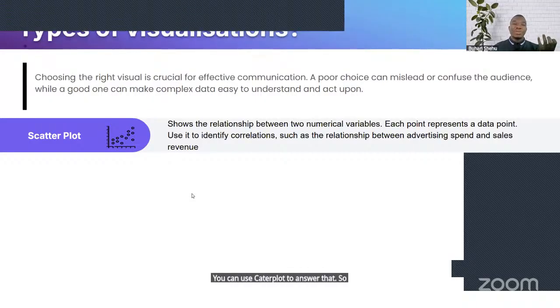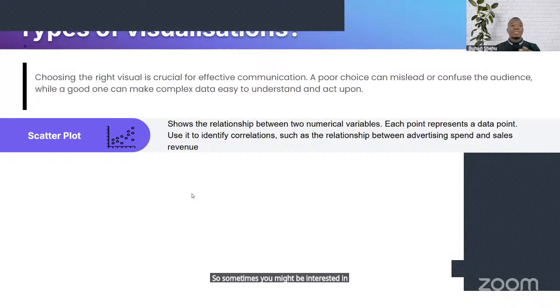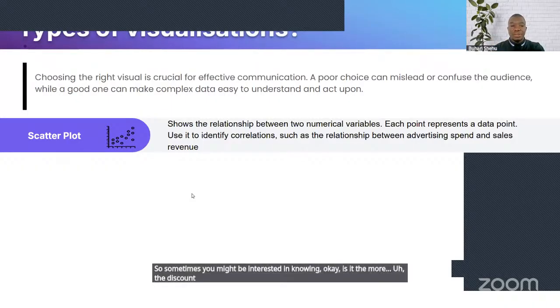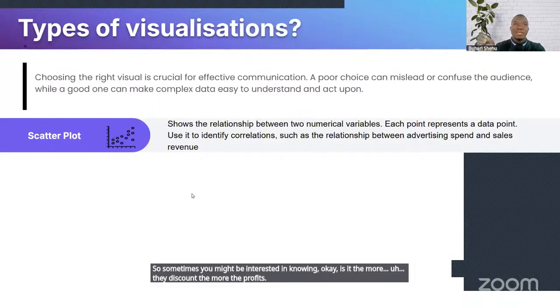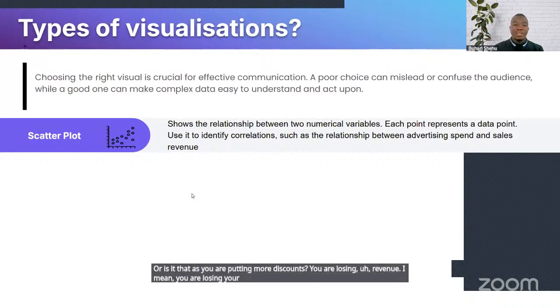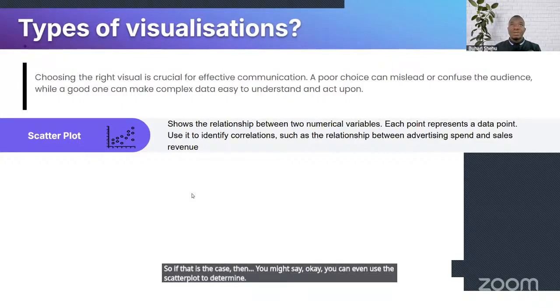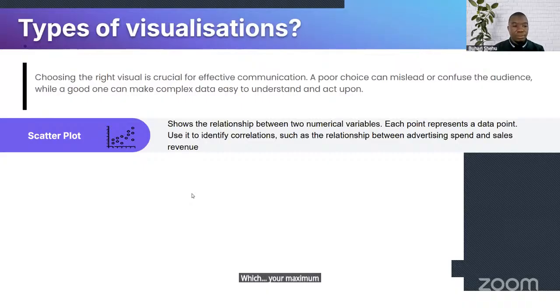Another business point is that not all sales yield profit. So sometimes you might be interested in knowing, okay, is it the more the discount, the more the profit? Or is it that as you are giving more discounts, you are losing revenue? You are losing your profitability. If that's the case, you can even use the scatter plot to determine your maximum discount at which you can still be profitable, right?